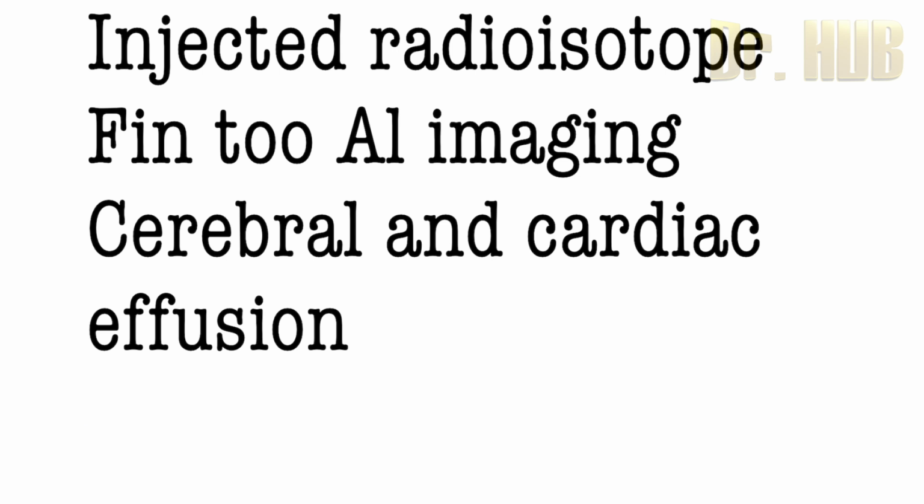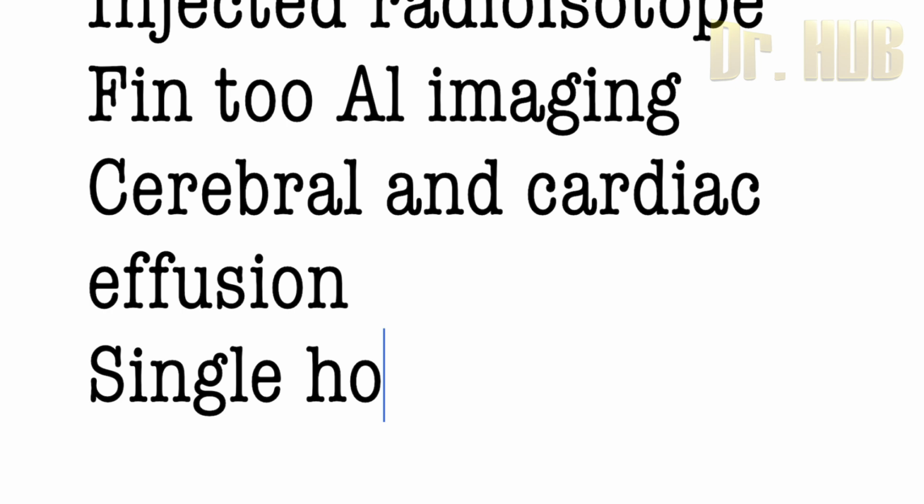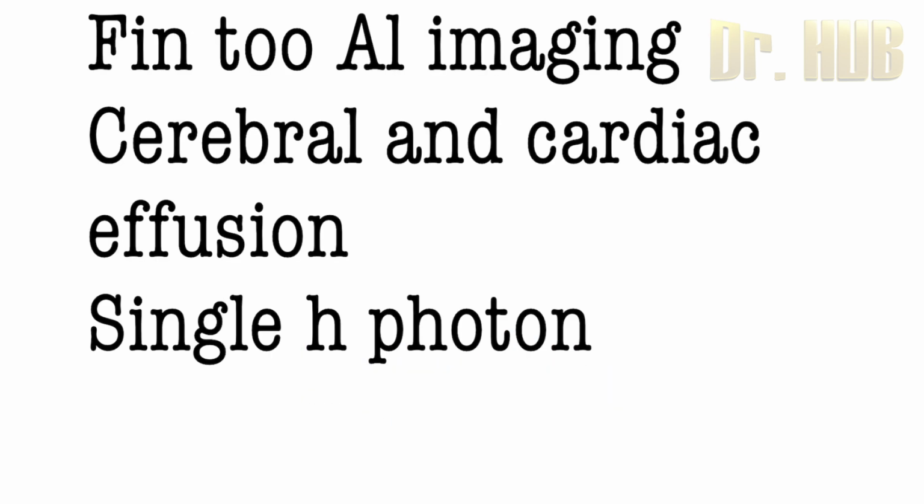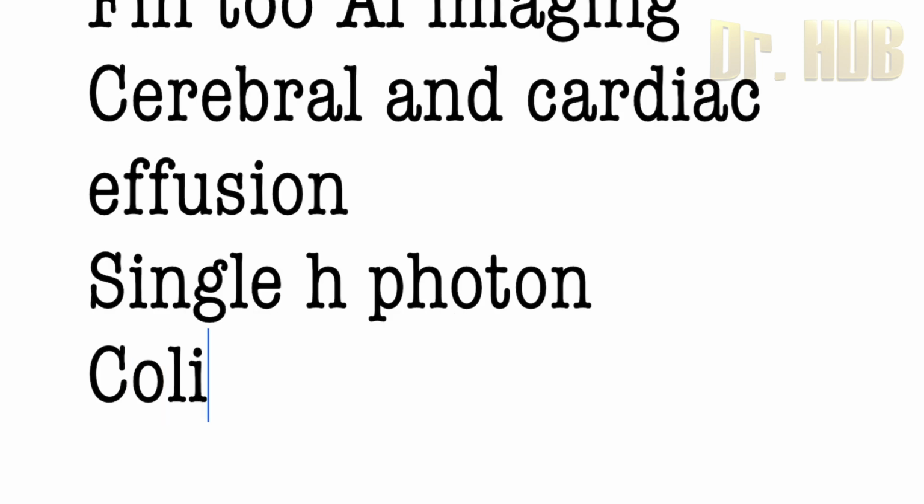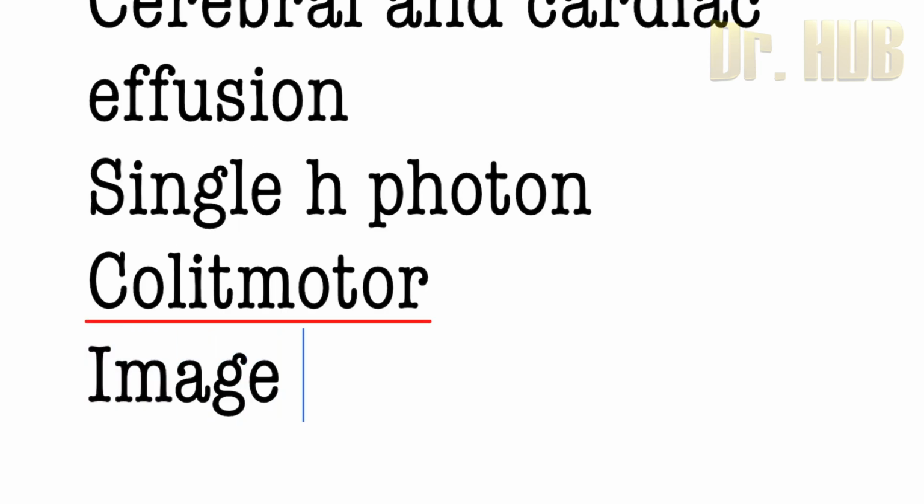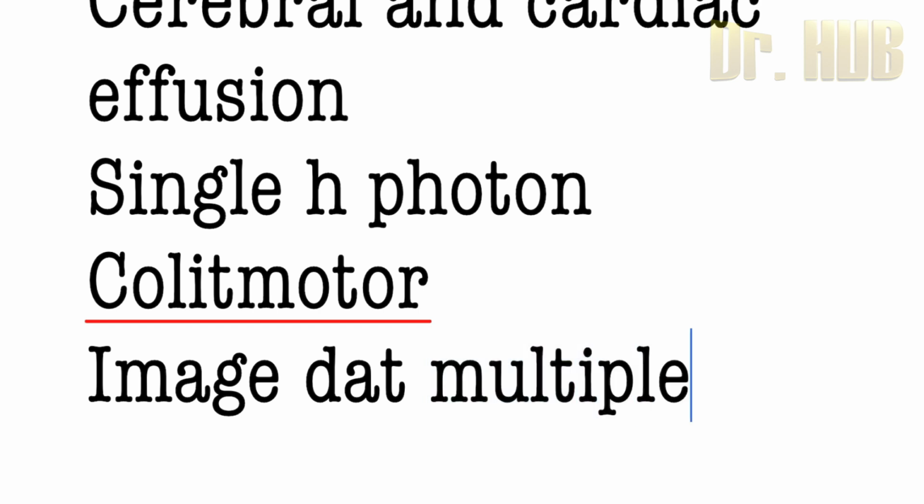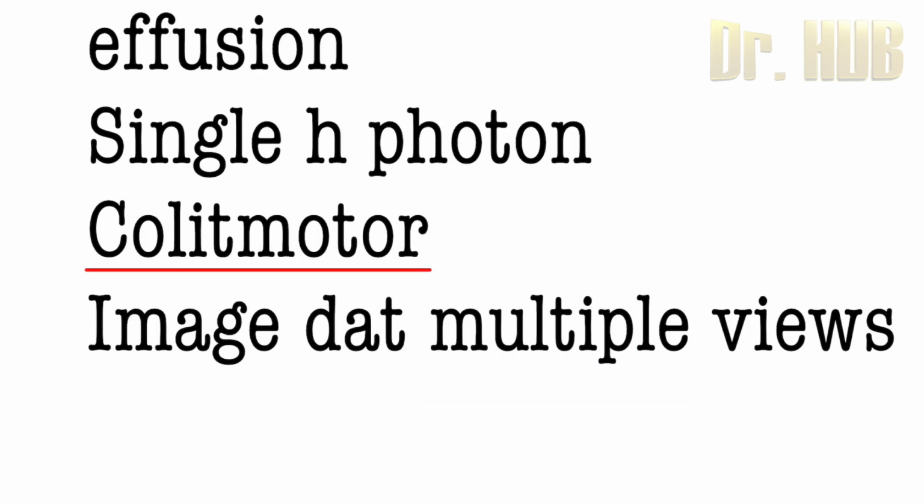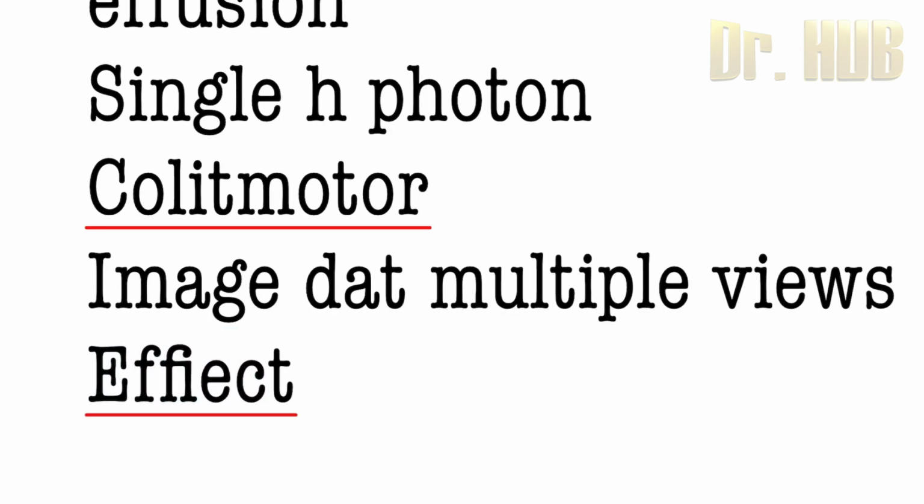In SPECT, only a single photon is emitted from the radioisotopes. A unique lens, known as a collimator, is used to acquire the image data from multiple views around the body. The use of the collimator results in a tremendous increase in detection efficiency compared to that of the PET.